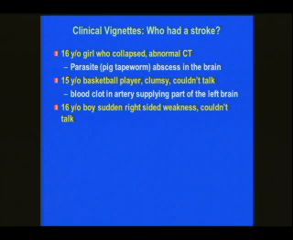This next one's a month after the first one. 16-month-old, sudden onset of right-sided weakness, and he couldn't talk. How many of you guys think that this one's a stroke?